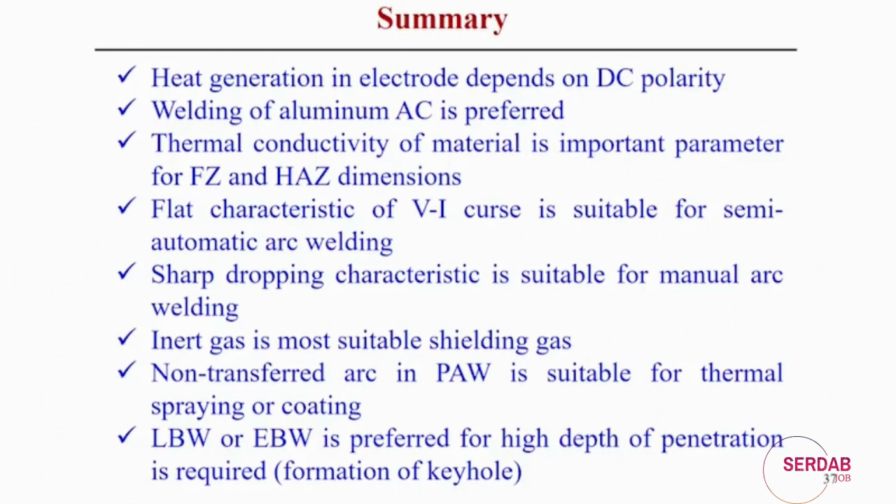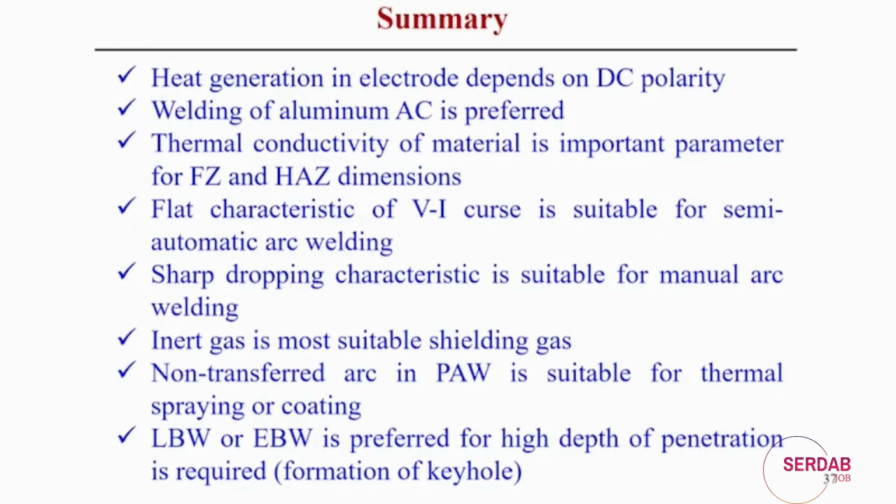When you use direct current electrode negative, the maximum amount of heat is generated in the workpiece material. For welding of highly oxidized material, that means having aluminum oxides, where the cleaning action is most important, AC current, that means alternating current, is more preferable.